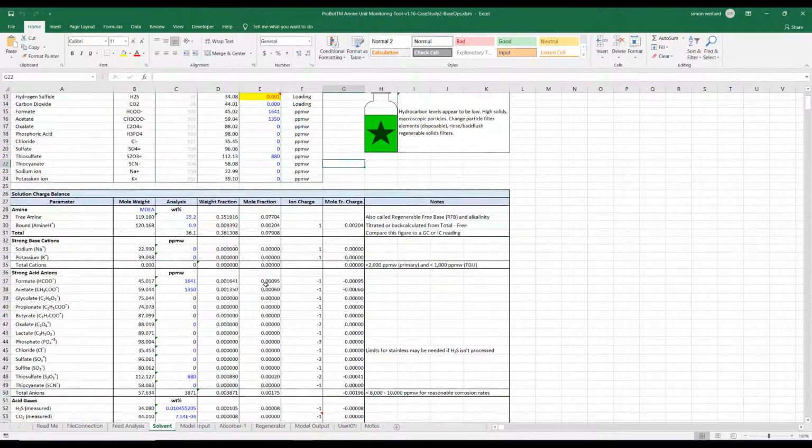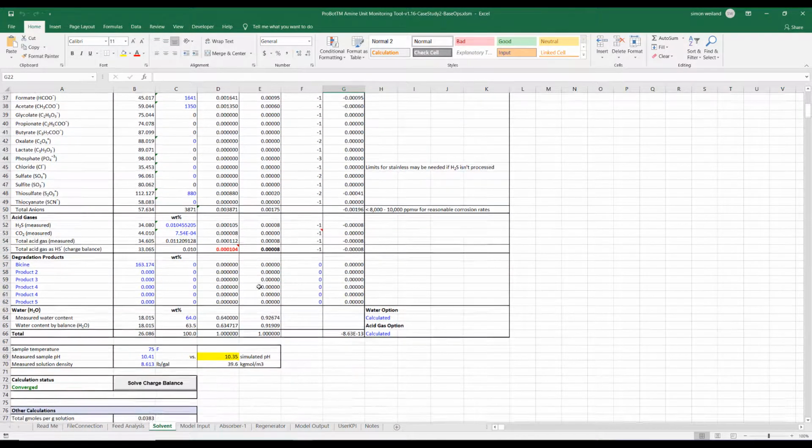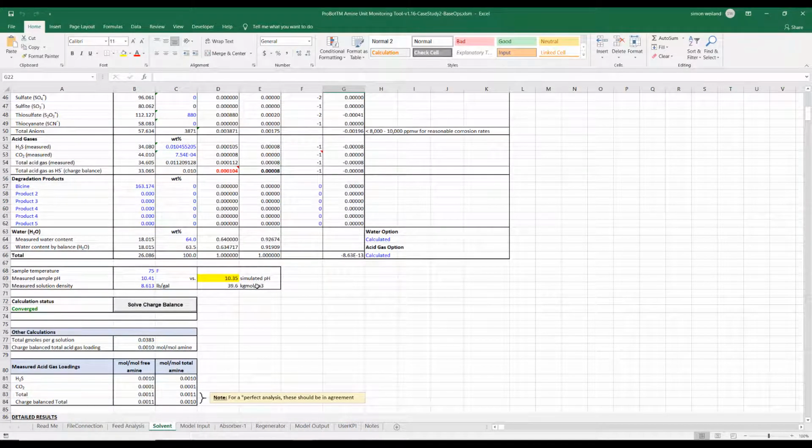If we scroll down further in the solvent analysis report, we can see some additional parameters that are rolled into the charge balance and the analysis. The measured sample pH is in good agreement with the simulated pH using the measured concentrations of components in the solvent that are on this sheet.